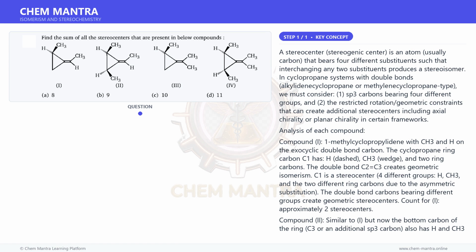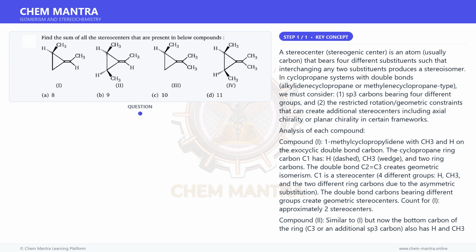Analysis of each compound. Compound 1, 1-methylcyclopropylidene with CH3 and H on the exocyclic double bond carbon. The cyclopropane ring carbon C1 has H, CH3, wedge, and 2 ring carbons. The double bond C2 equals C3 creates geometric isomerism.